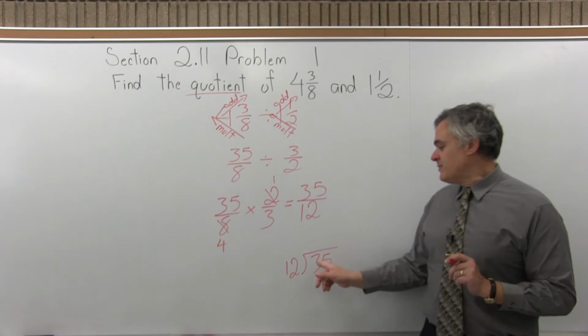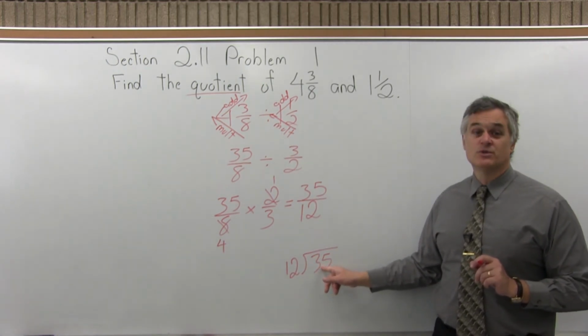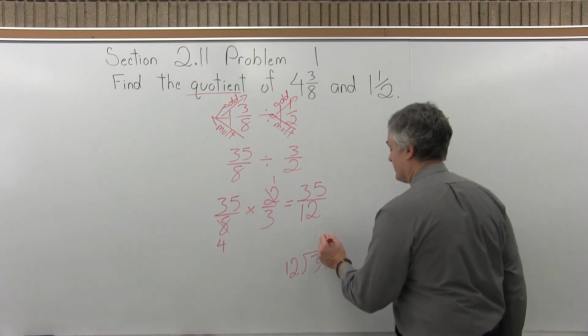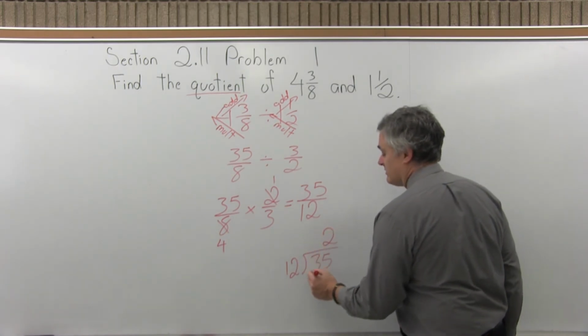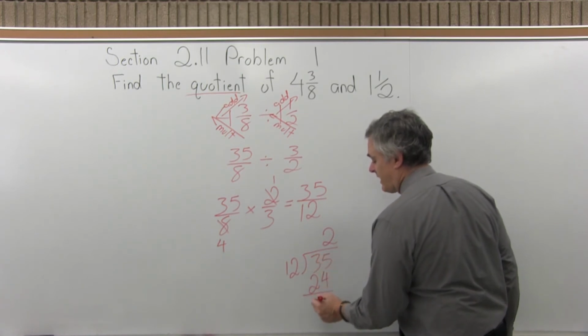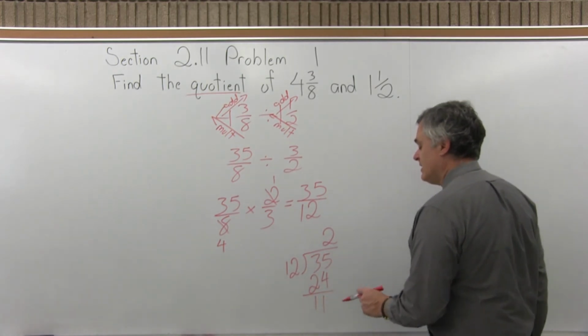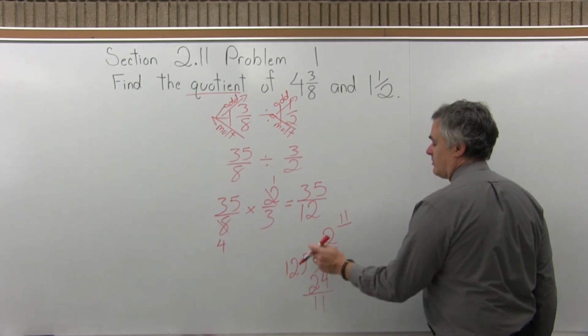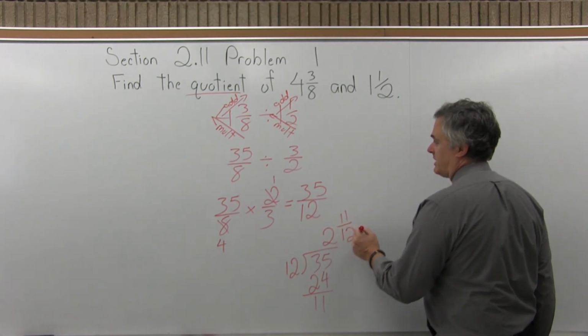So I know if the number under the division was a 36, the 12 would fit in 3 times exactly. So it's not quite 3, it's going to be 2. 2 times 12 is 24. Then I subtract: 35 minus 24 will be 11. So the remainder is the numerator of the new fraction, and the number that was the denominator stays the denominator.